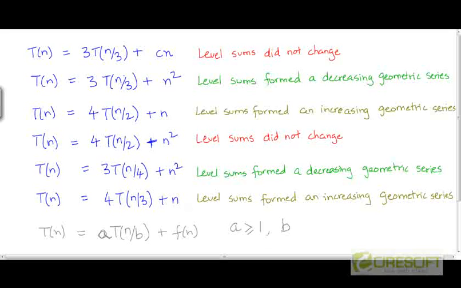As for b, every subproblem needs to have a size that is some fraction of the original problem size n. So b needs to be a number greater than 1. So for some of the problems b was 2, some other examples had b equal to 3, and one of them had b equal to 4.